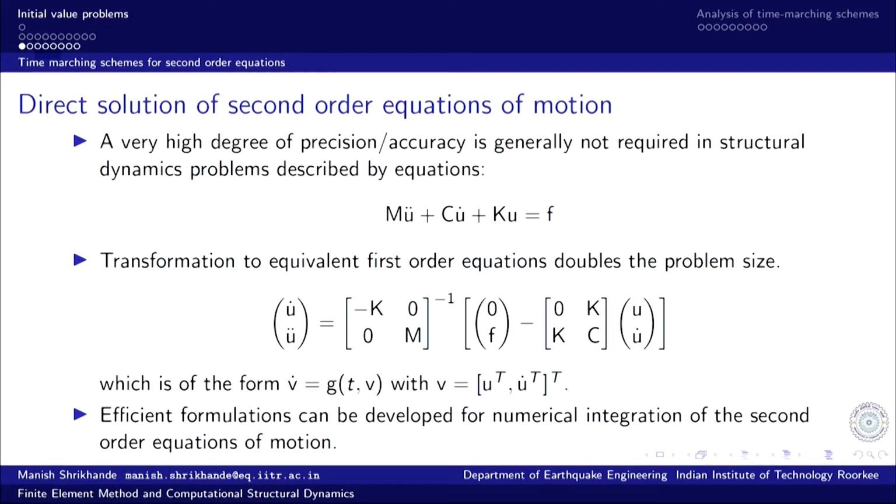So, as long as we are guaranteed to have a reasonable degree of accuracy, at least first order or second order accuracy, this direct solution is always beneficial because it reduces the problem size and it also simplifies the memory requirement, and computational resources are not taxed heavily.